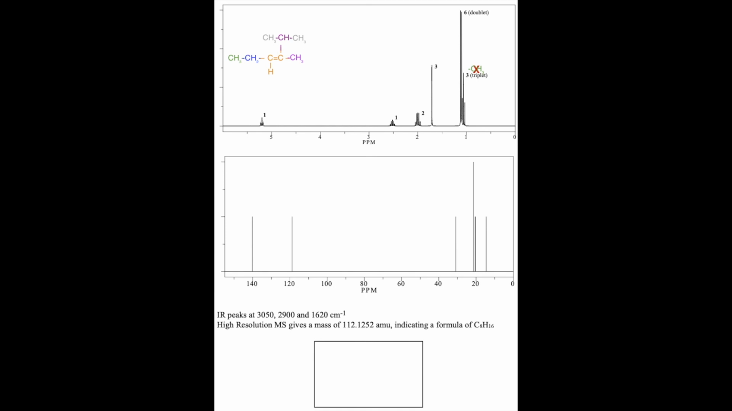Let's see what we can do. Let's check the formula. I have 1, 2, 3, 4, 5, 6, 7, 8 carbons, and that's exactly what the formula says. I have 16 hydrogens, and that's what the formula has. And there's nothing else. There are no other heteroatoms. So everything matches up so far. I can see that it has an alkene, and I knew that from the C13 and from the IR.